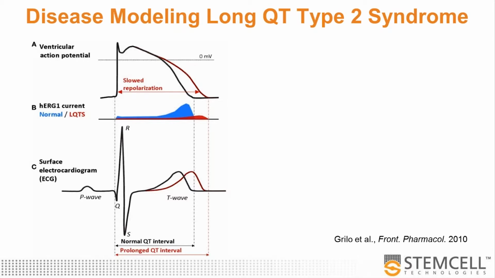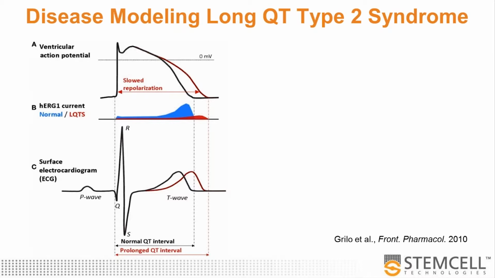And again, if we follow the dotted lines between the black and the red, which is the normal, and the one where there's a defect in the hERG channel, we can see that there is a delay in the T wave in the red line. So this is long QT type 2 syndrome, specifically caused by a defect in the hERG current.